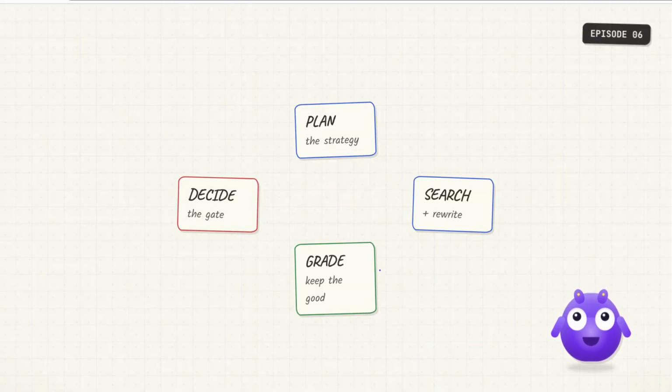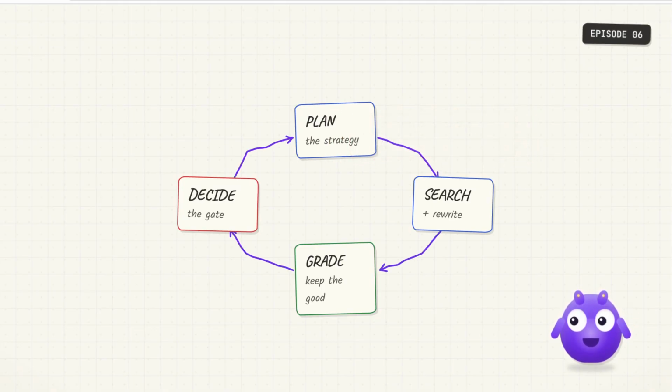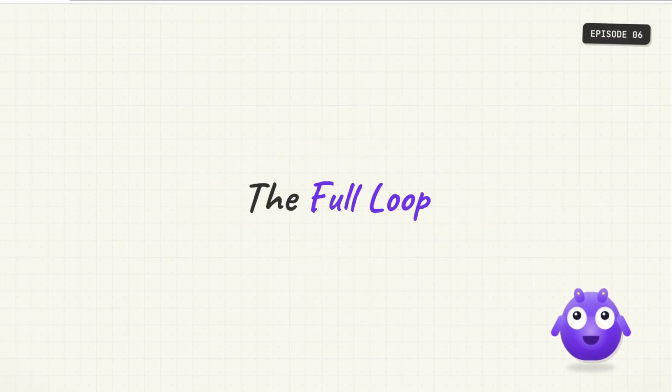Over the last few episodes, we built four moving parts: a plan to decide what to look up, a search that rewrites itself to find better, a grader that keeps the good and bins the junk, and a gate that decides what happens next. Wait, all of them at once? Yep, today they stop being four separate lessons and start wiring together into one machine. Watch. This is the full loop.